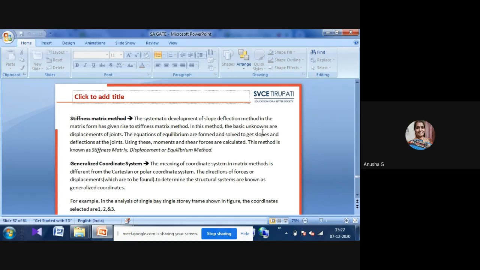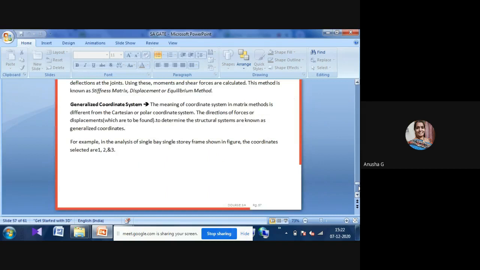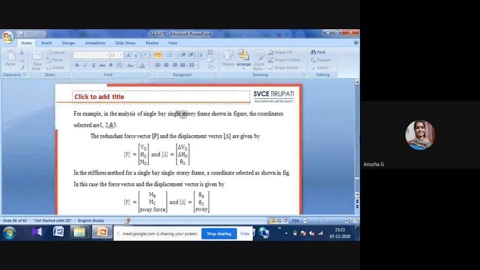The stiffness method is used to find the unknown displacements. The flexibility method is used to find the unknown forces. These are the 2 methods to be obtained here. By using the different conditions, I will show the diagrams. Here you can observe clearly. For a single bay single story building, you can observe there will be deflections and horizontal redundant forces. You are taking an example here.